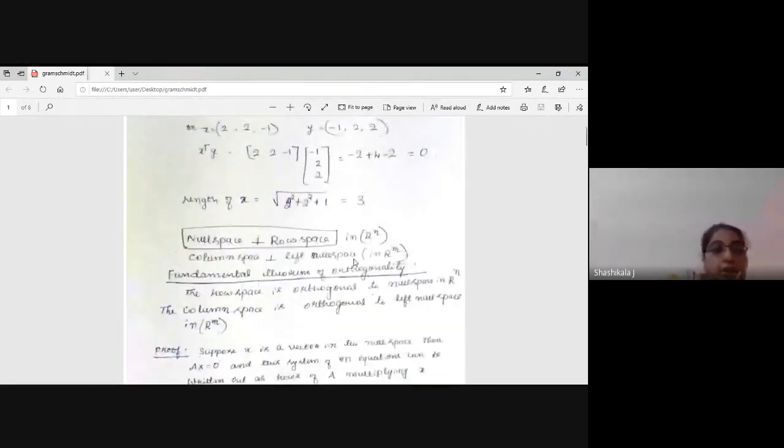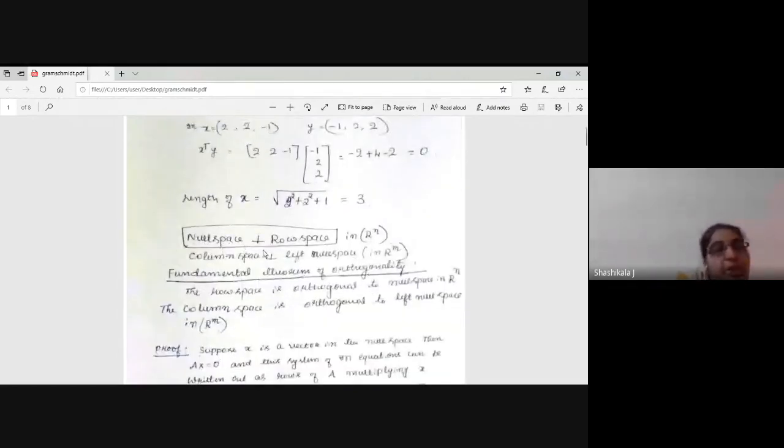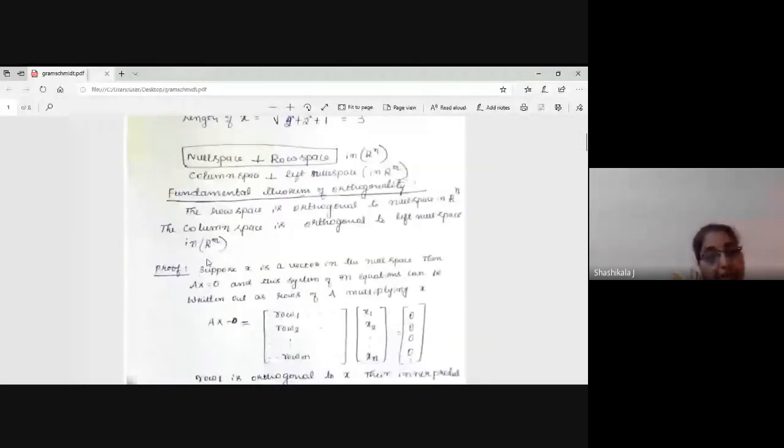And one more thing you already know: the null space is perpendicular to the row space, and the column space is perpendicular to the left null space. This is the fundamental theorem of orthogonality. The row space is orthogonal to the null space and the column space is orthogonal to the left null space. And the proof is important.